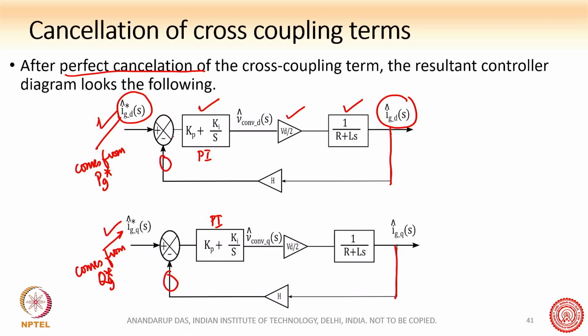The feedback comes here. Then we have the error, which is given to the PI compensator, and then we have Vconv hat D and Vconv hat Q, which get multiplied by Vd by 2 so as to get the actual voltages here, and those voltages are scaled down by 1 by R plus Ls. Because now we have completely cancelled the effect of the cross coupling term, both of them look like a perfect second order system. This is because the plant model is a first order system.